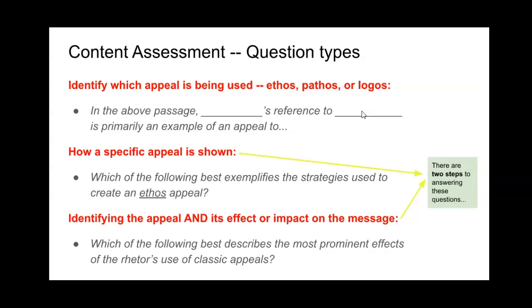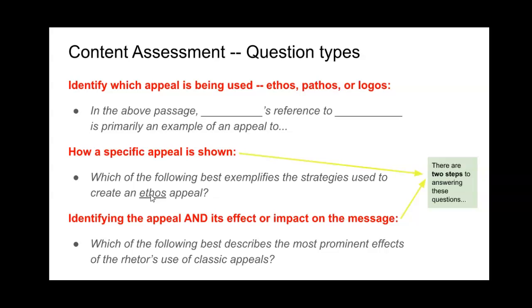Another type of question that you might have is answering how a specific appeal is shown. For example, this question asks, which of the following best exemplifies the strategies used to create an ethos appeal? Right? So they've told you the appeal. They're looking for ethos. This author is using ethos. And they're asking you how. What is a strategy that they used to show ethos in their speech or text?